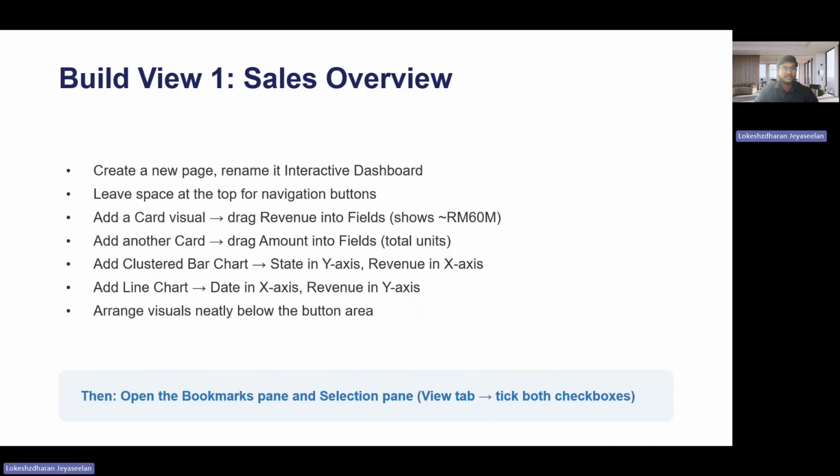So first, we are going to create a new page and rename it to interactive dashboard. Leave space at the top for navigation buttons. Add a card visual, drag revenue into fields, which shows the revenue. Add another card, drag amount into fields. Add a clustered bar chart, state in the y-axis, revenue in the x-axis. Add a line chart, date in the x-axis, revenue in the y-axis. Arrange visuals neatly below the button area.